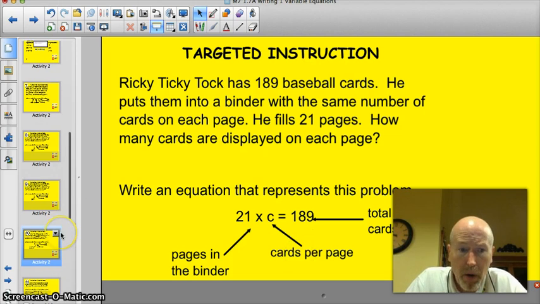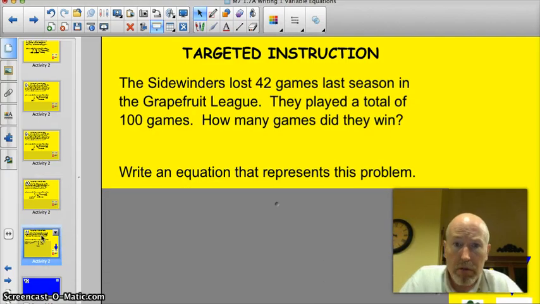Okay? All right, one more example before I cut you loose. The Sidewinders lost 42 games last season in the Grapefruit League. They played a total of 100 games. How many games did they win? See if you can write an equation that represents this problem. And go ahead and pause.